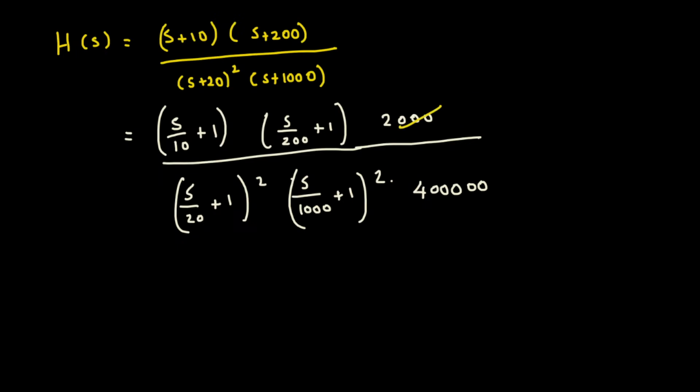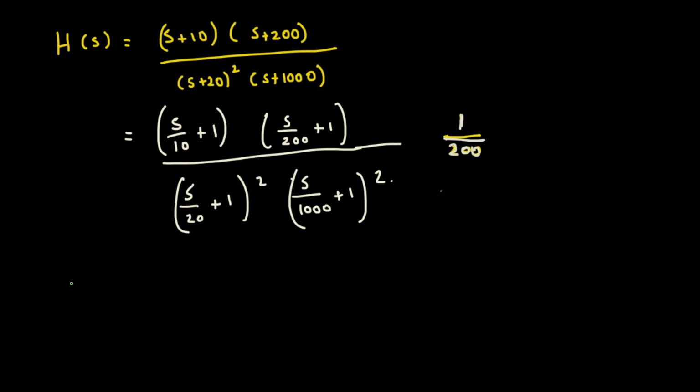The 2000 over 400,000 simplifies: the zeros cancel, and we get 2 over 400, which is equivalent to 1 over 200. So I can just put 1 over 200 here, and that is the simplified version. I made everything into +1 form, then looked at the denominator, multiplied, and put it here. Same here as well: 20 squared is 400, times 1000 is 400,000, and when we simplify we get 1 over 200, and this is our gain.